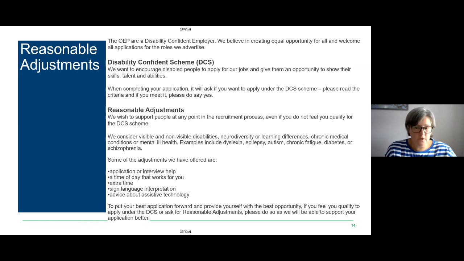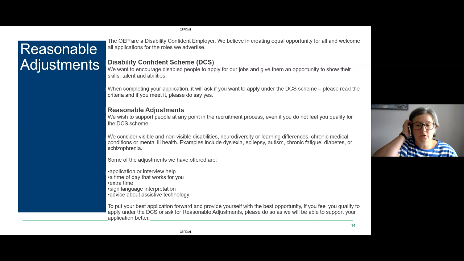We consider all visible and non-visible disabilities, neurodiversity, learning differences, chronic mental conditions or mental ill health. Some examples would include dyslexia, epilepsy, autism, chronic fatigue, diabetes or schizophrenia. We can offer a wide range of adjustments to support people in applying for their role, either at application or straight through to interview stage. So you don't have to have a disability to apply for a reasonable adjustment. If you need some additional assistance, please do say so, and we'll contact you and put things in place for you, and then enable you to put your best application forward.